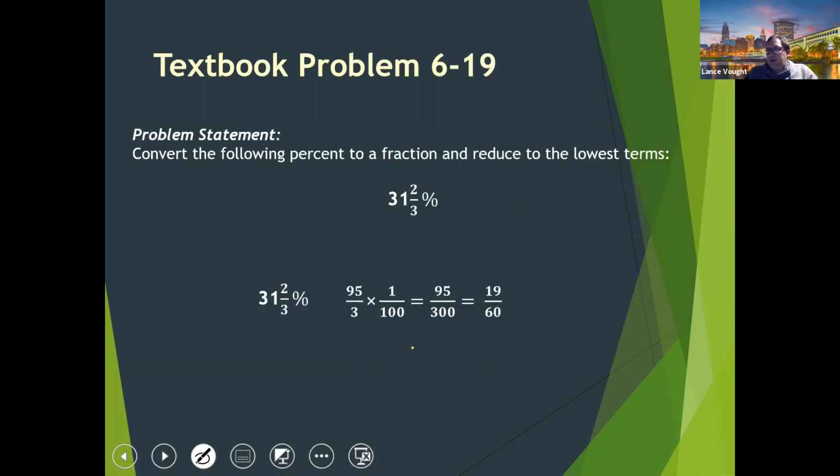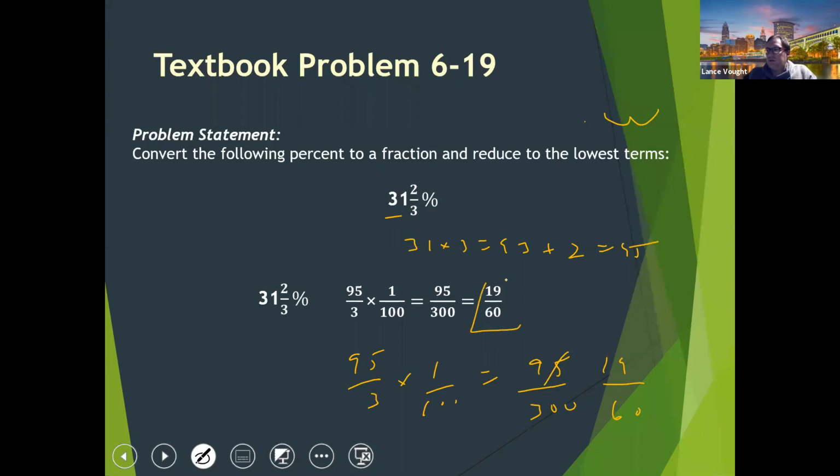If we want to convert the following percent to a fraction, then what we need to do is turn this whole number into part of the numerator. So we multiply 31 times 3. That gives us 93 plus 2 is equal to 95. So we get 95/3. And then we need to divide by 100 because we're converting from a percent to a decimal. So percent to decimal, you go back because you're dividing by 100. So we multiply it times 100. We get 95/300. This is divisible by 5. So we get 19/60. And that's what we have here.